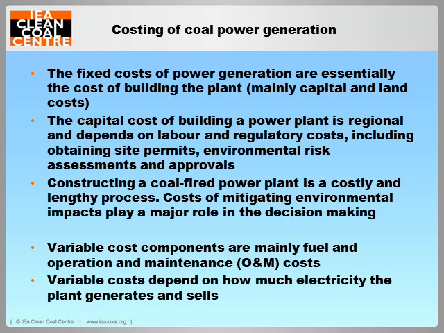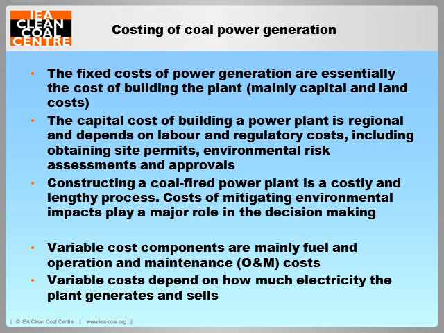Now, all costs faced by any company can be broken into 2 categories: fixed costs and variable costs. The fixed costs of power generation are essentially the cost of building the plant, mainly capital and land costs. The capital cost of building a power plant is regional and depends on the labor and regulatory costs, which include obtaining site permits, environmental risk assessments and approvals, and so on and so forth. Constructing a coal-fired power plant is a costly and lengthy process in which, today, the costs of mitigating environmental impacts play a major role in the decision-making.